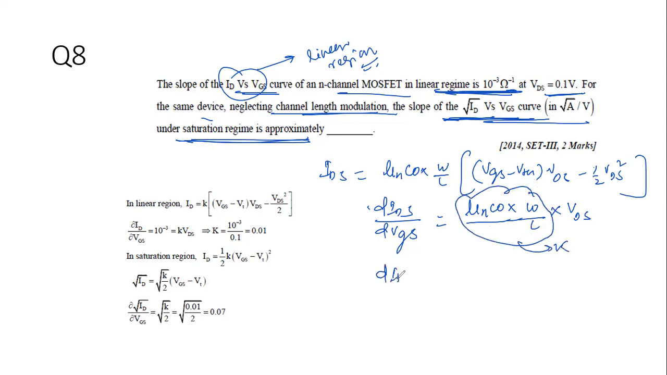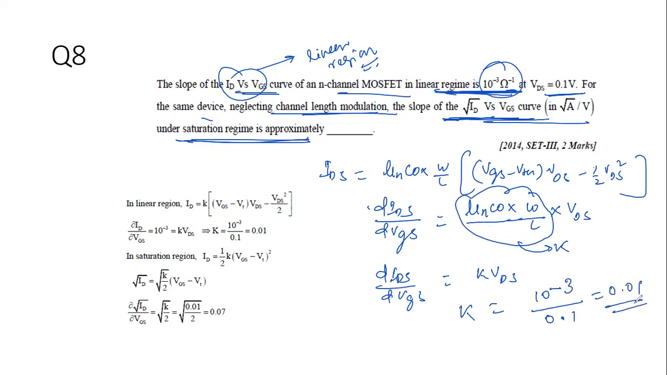So dIDS upon dVGS equal to K times VDS, and this K equals dID upon dVGS, equal to what? 10 to the power minus 3 divided by 0.1, and this is equal to 0.01. So the value of K is 0.01.